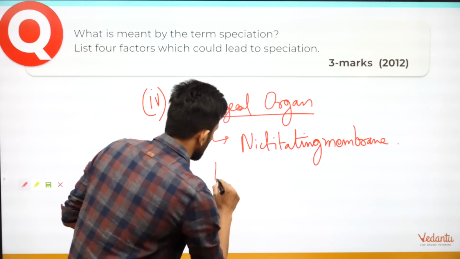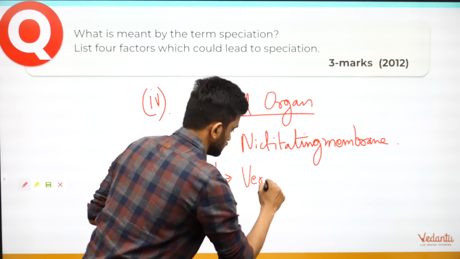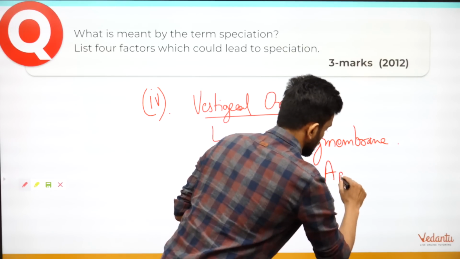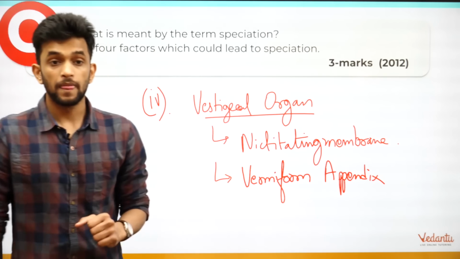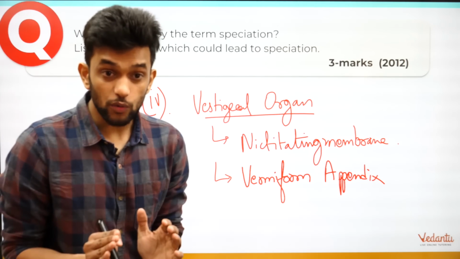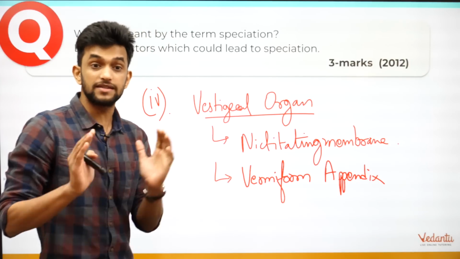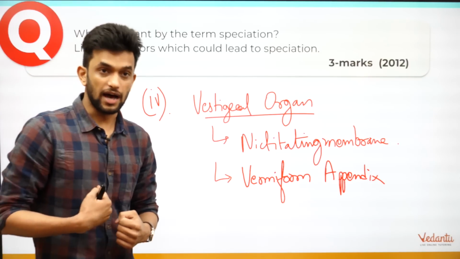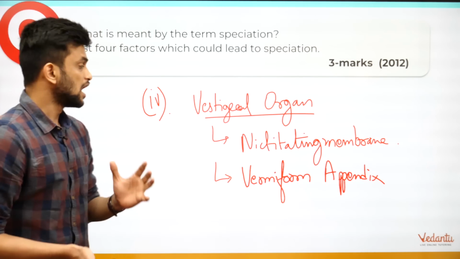One more thing. Appendix. Vermiform appendix, right? So what happened over there? This was also part of a digestive system. It was present in our ancestor, but it is non-functional in us. Okay, it was functional in our ancestor, but non-functional in us.